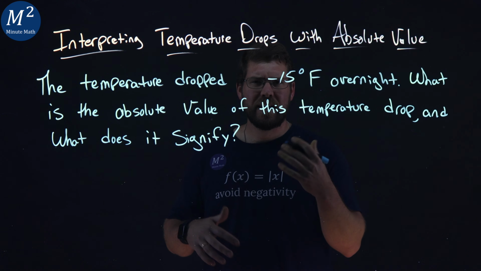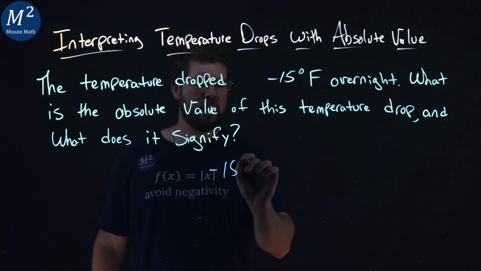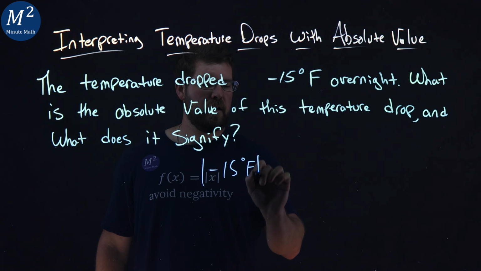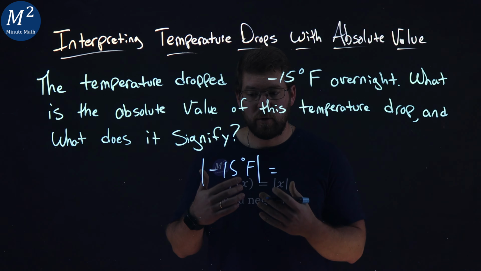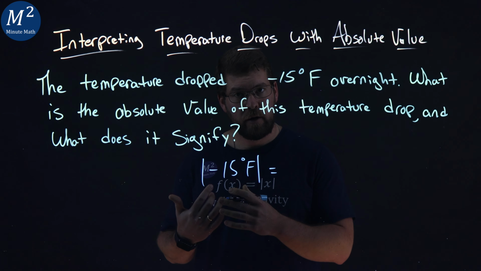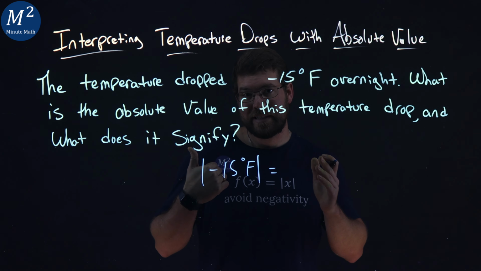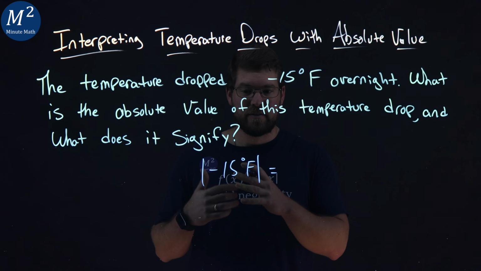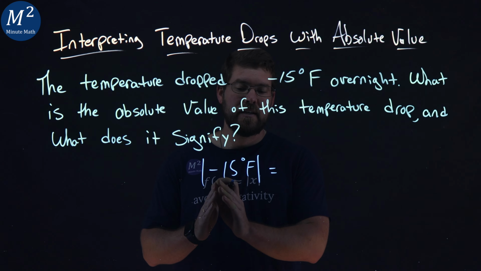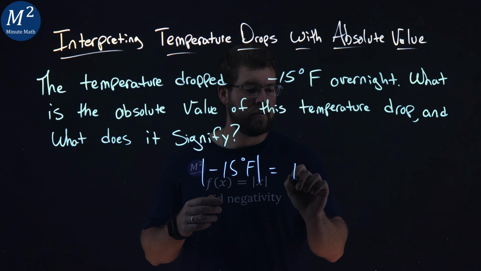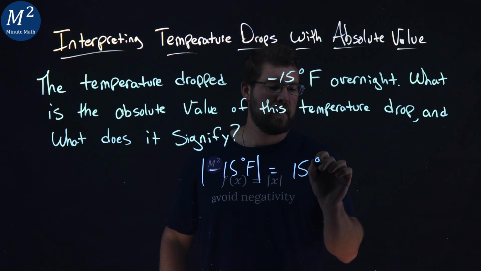All right, let's take the absolute value. We have negative 15 degrees Fahrenheit. If we're taking the absolute value of negative 15 degrees Fahrenheit, the absolute value of a negative number is determining how far that number is from zero. Essentially the same thing, it just has to be positive, right? The distance from negative 15 to 0 is a positive 15.